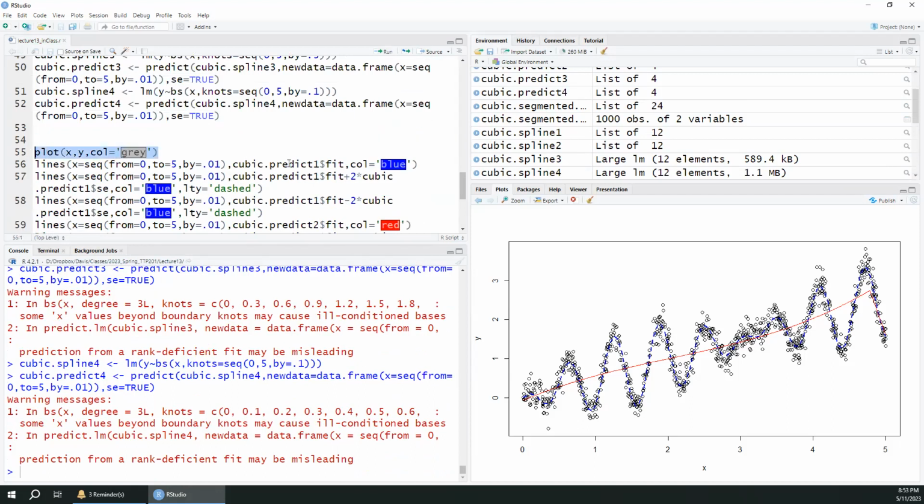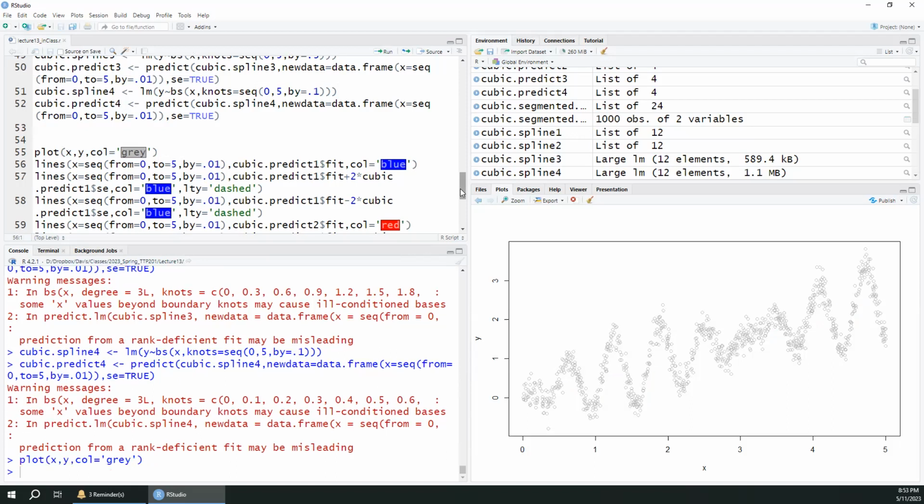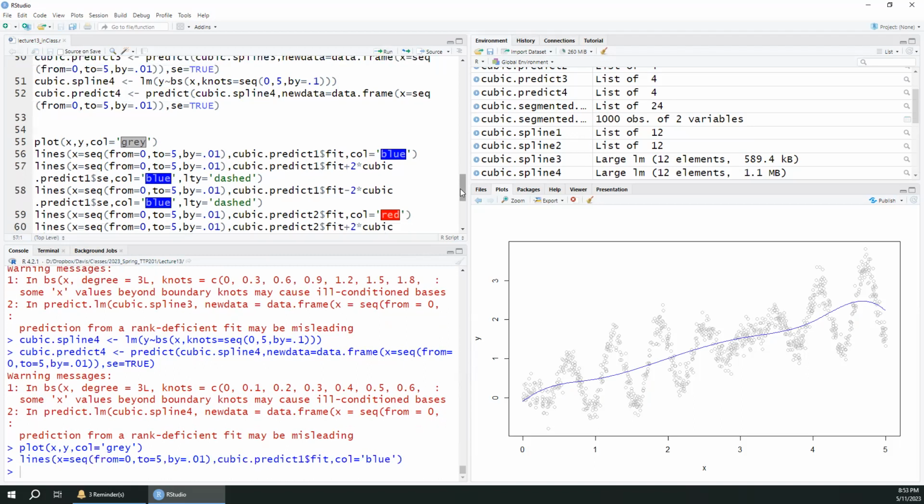We're going to plot all of the lines, and then I'm going to plot the fits of these guys one at a time, and include the standard errors. So we'll walk through this slowly. So here's all the points. I'm graying them out a little bit so it's a little bit clearer because we're going to overlay quite a few lines here. That is the first fit, okay?